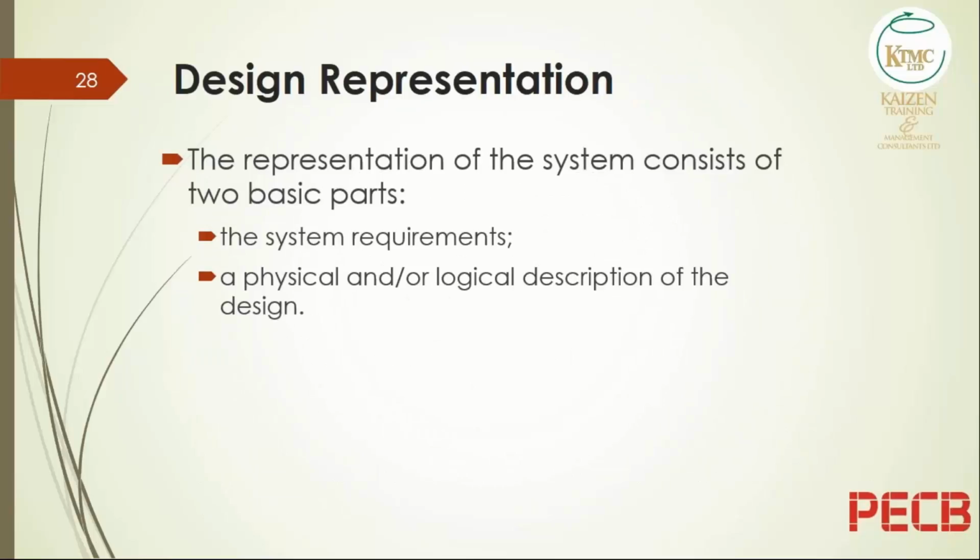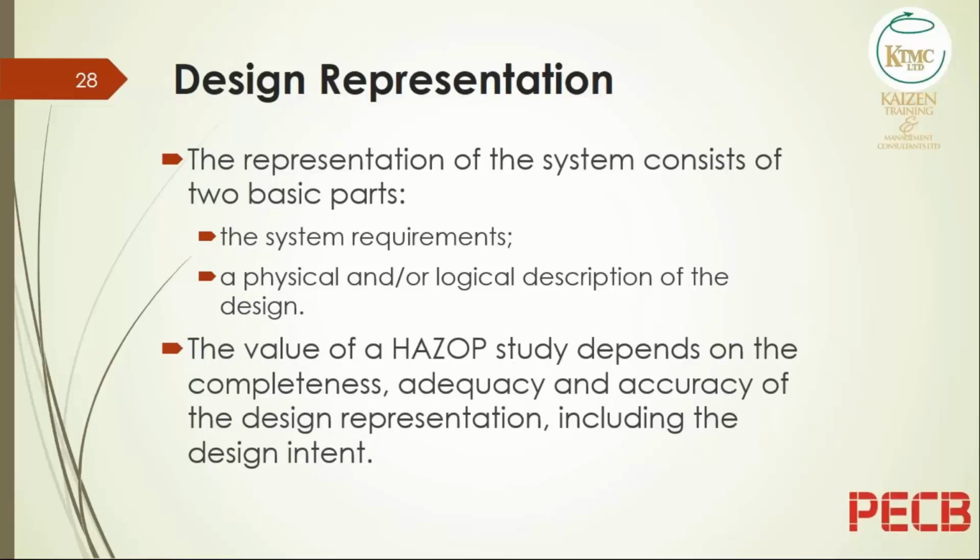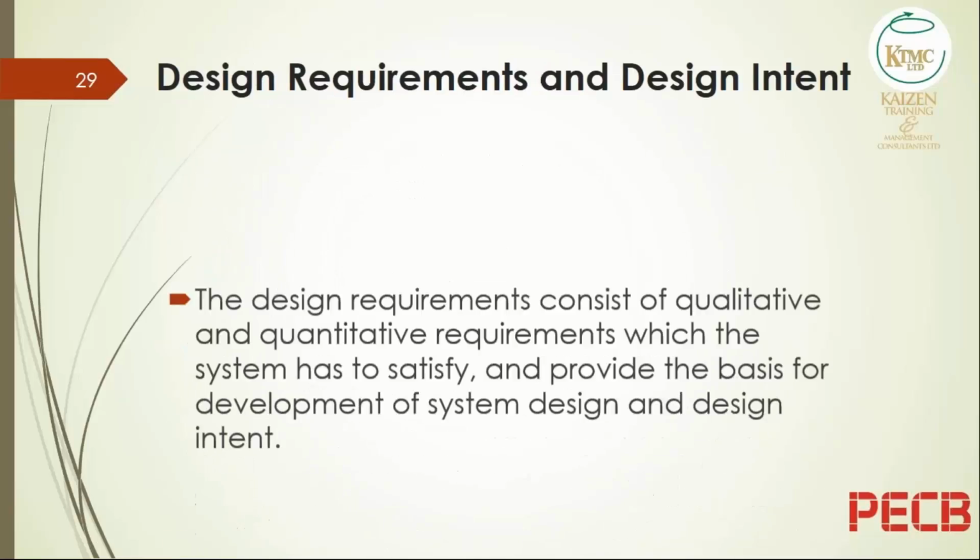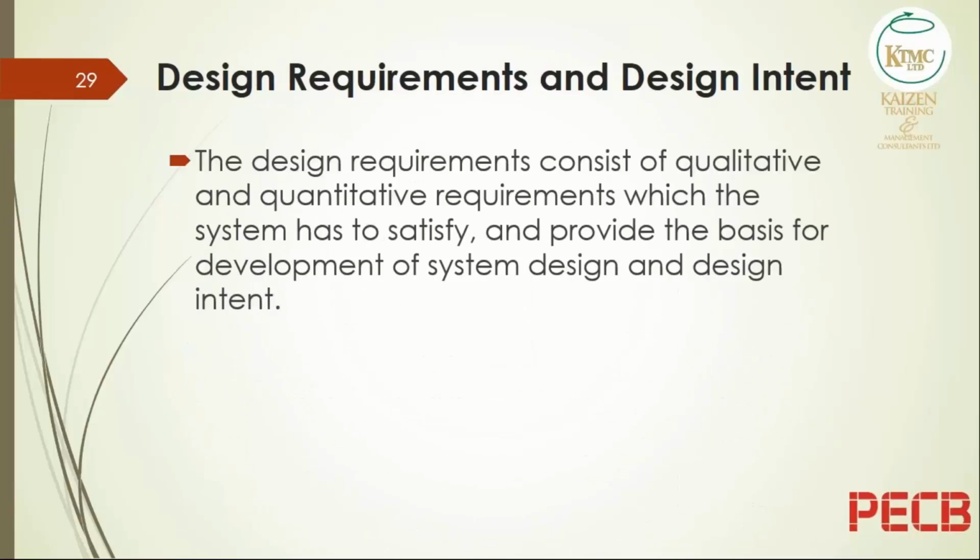A little bit more on design representation. The representation of the system consists of two basic parts: the system requirements, and a physical and/or logical description of the system. The value of a HAZOP study depends on the completeness, accuracy, and adequacy of the design representation, including the design intent. This cannot be overemphasized. The design requirement consists of qualitative and quantitative requirements which the system has to satisfy and provide the basis for development of system design and intent.